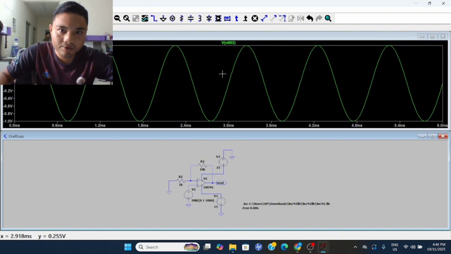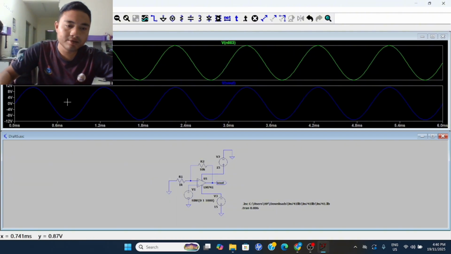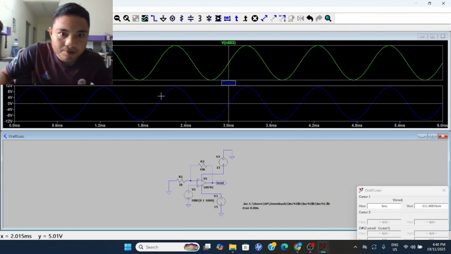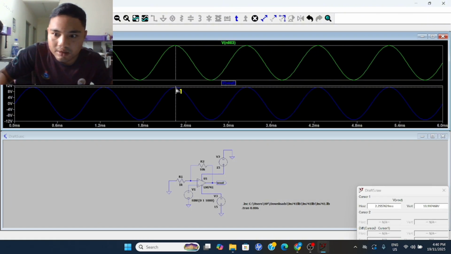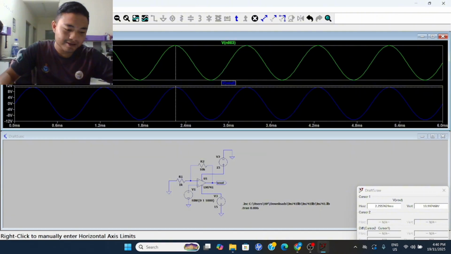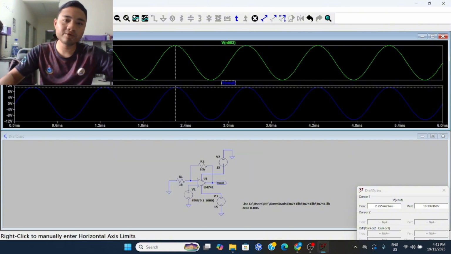This is my input signal, and this is my output signal. The output signal is 11 volts, the same as my calculation: Vout equals Av times Vin. For the voltage gain I get 11, times 1, so 11 volts.